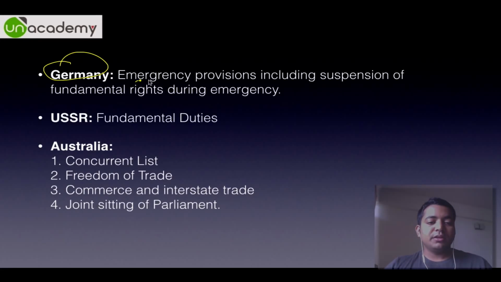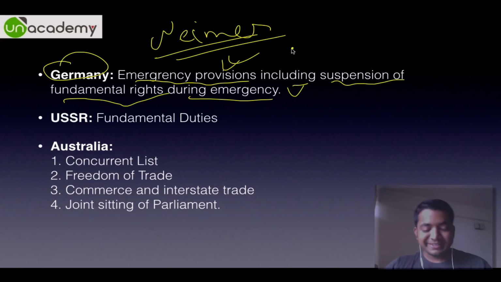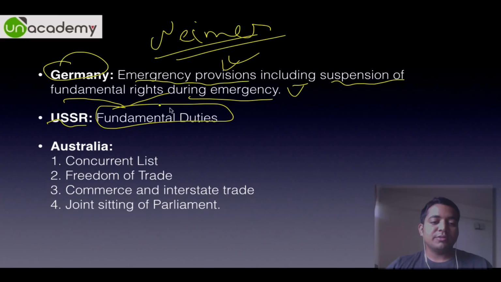Then from Germany, we have taken the emergency provisions, including suspension of fundamental rights during emergency. So it was taken from the Weimar Constitution of Germany. So at that time, there was emergency, emergency, emergency in Germany. That is why. Then from USSR, we have taken fundamental duties.